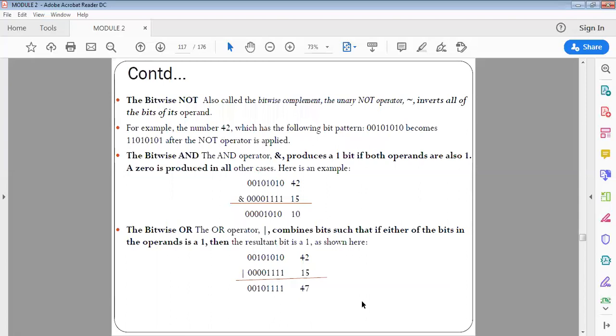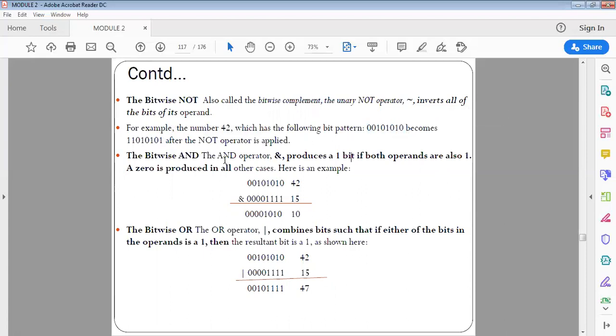So next you come to the bitwise NOT. Bitwise NOT inverts all of the bits. For example, you take the number 42, whose binary pattern is given like this. Now we are going to replace 0 by 1 and 1 by 0. So what you get is 1, 1, 0, 1, 0, 1, 0, 1.